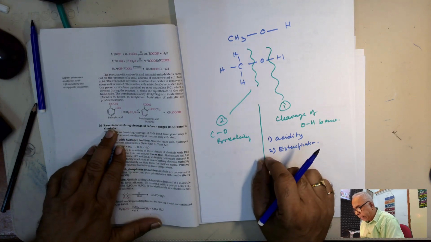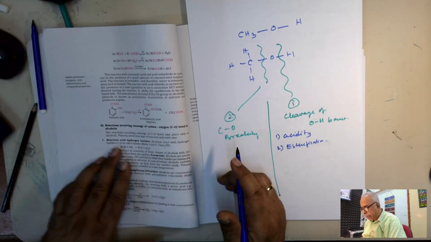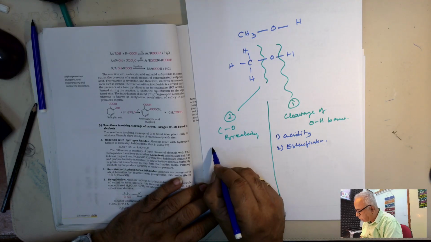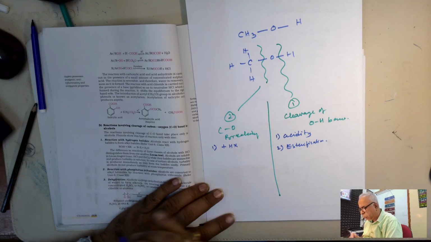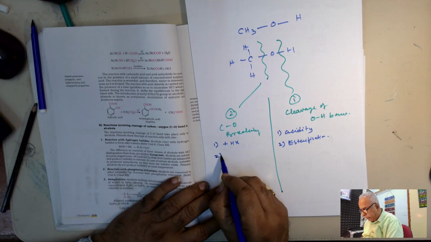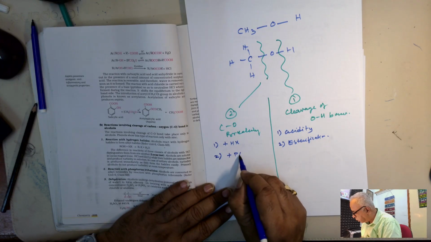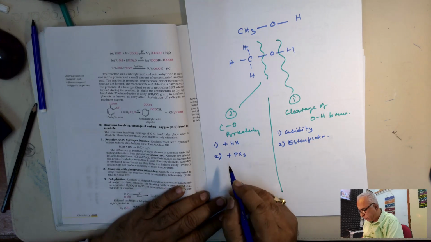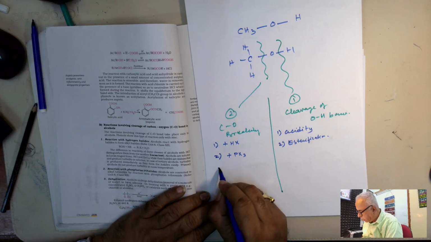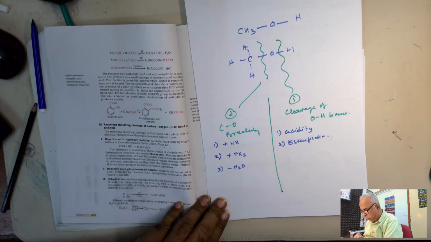Now let us come to this. Reactions involving cleavage of the CO bond. The first is the reaction with the hydrogen halide, that means HX. In a simple way, you should be able to write it down. The second reaction is the reaction with the phosphorus trihalide, that means PX3, PCl3, PCl5, etc. And the third one is removal of water, that is nothing but dehydration. Water is going to be removed, H2O.